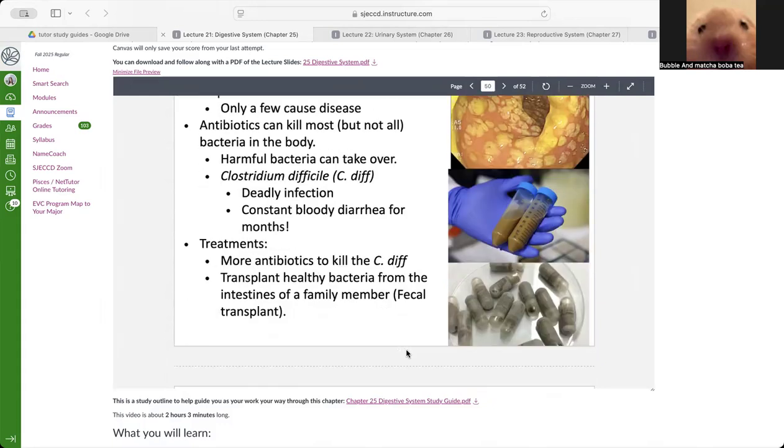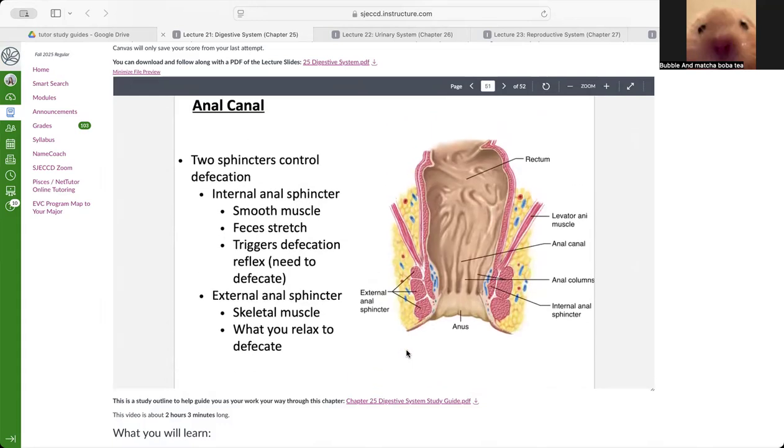We have the anal canal. This one has the stretching and folding of the mucous membrane. The internal band is smooth muscle called the internal anal sphincter. This one stretches and triggers defecation. The external one is the one that you can control. So when you need to, you can close it and push the feces back into the rectum and back into the sigmoid colon and hold it there.